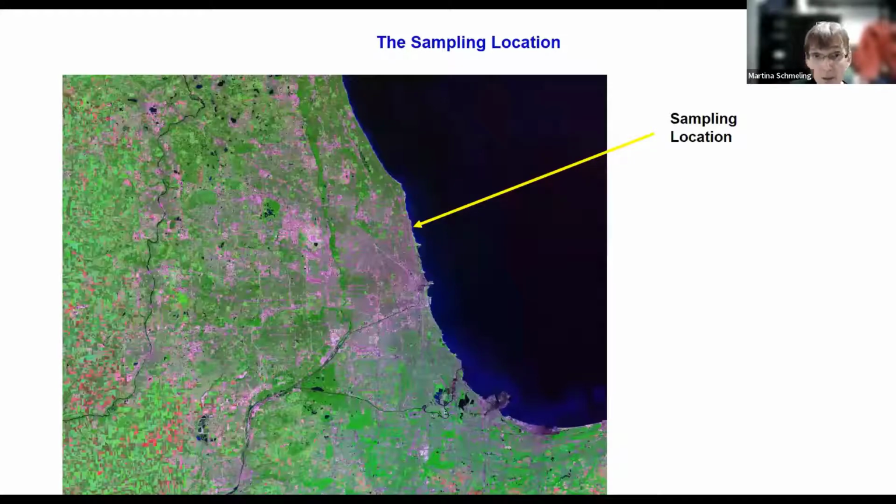So here one more time is where the sampling location is. The blue part obviously is Lake Michigan. The downtown Chicago area is right here. The station is right next here, and here is the Chicago metropolitan area shown as pink to purple. Green are farms or fields or open green, and then the blue lines are the rivers and streams in the area around Chicago, most of which go into the Mississippi and not into Lake Michigan.